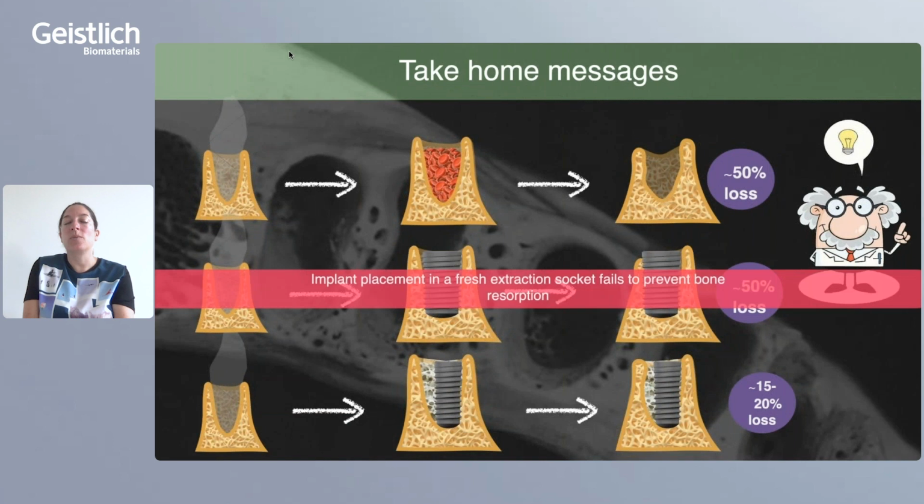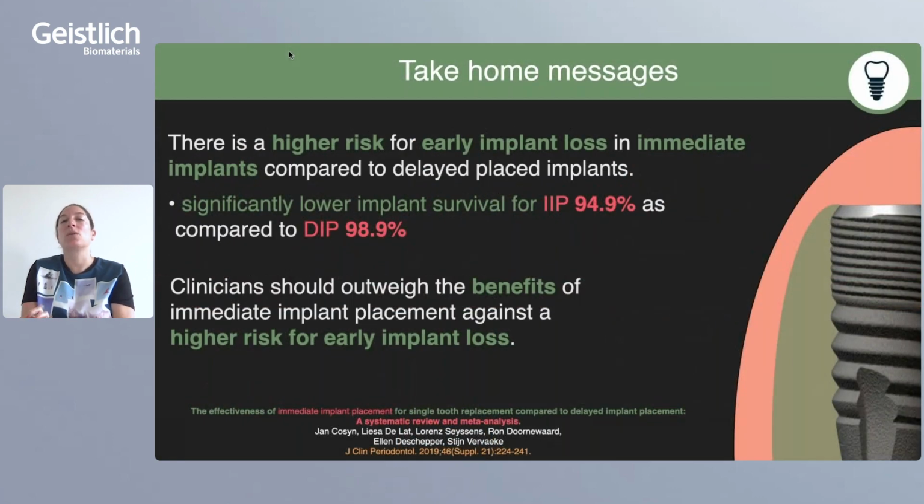Then another take-home message would be that immediate implants cannot prevent bone resorption. Even if you do a guided bone procedure at the time of implant placement, you will still lose up to 15 or 20% of the ridge volume. So it's not possible to prevent the ridge from resorbing when placing immediate implants.